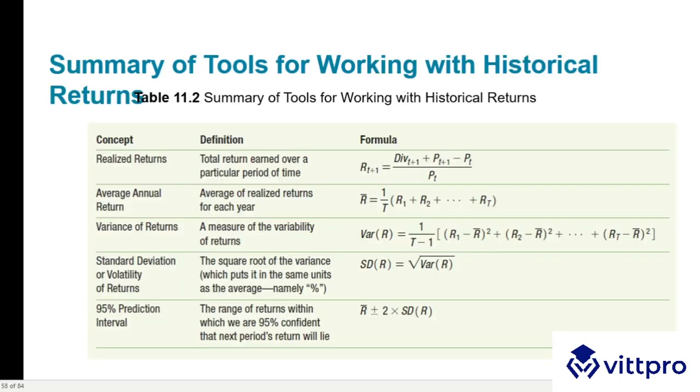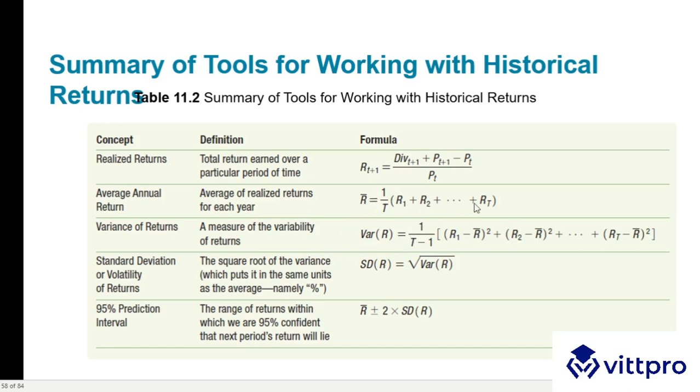Okay, so this is a summary of the realized return formula that we had. Realized return, we already know, is the dividend plus the price divided by the price of purchase, right? The annual return rate is the average of the realized return each year.